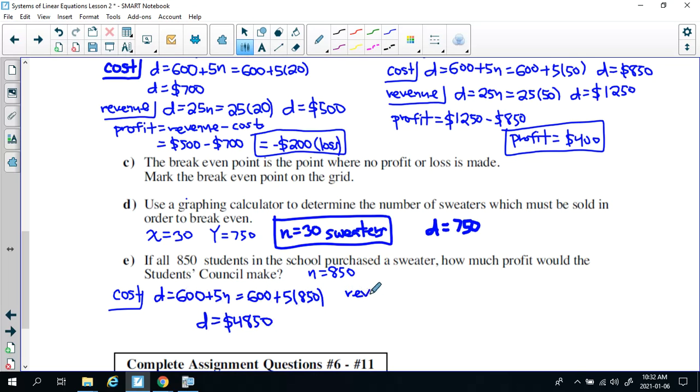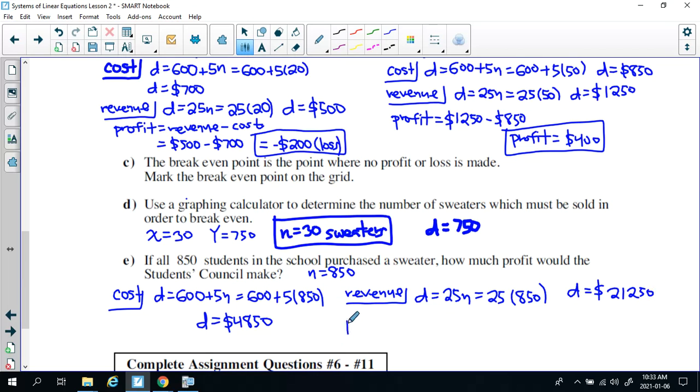Now, the second equation, which is the revenue, how much money we make from these sales. Because we're way above our break-even point of 30 sweaters, we're going to make a ton of money here. So D would be equal to 25 times n. Replace n, the number of sweaters, with 850 because every person in the school is buying one. And then D would be equal to $21,250.